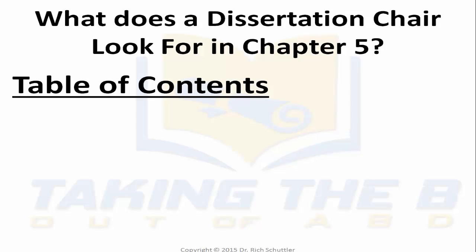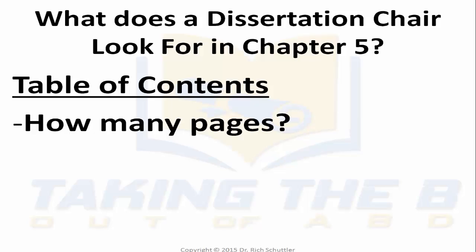The first thing I have for you in what does a dissertation chair look for in Chapter 5 are some items related to the table of contents. You may think, well, this is kind of strange, Dr. Rich. Why are you talking about the table of contents in Lesson 5? Because when I see the dissertation put together, I'll look at the table of contents first. And in regards to Chapter 5, these are the things I look for.